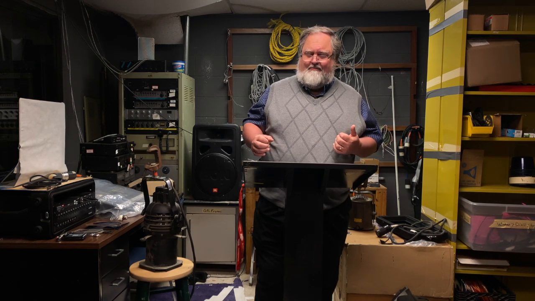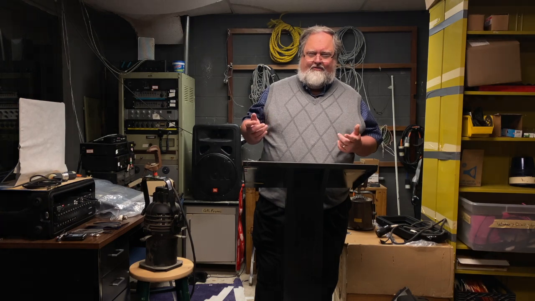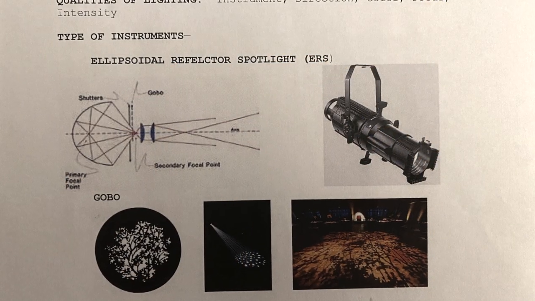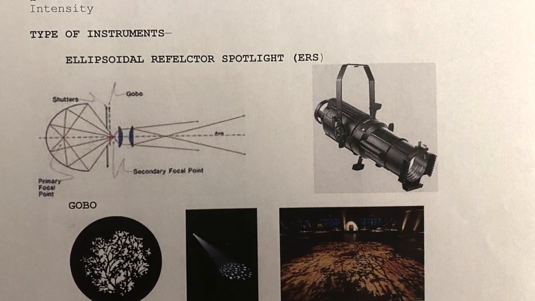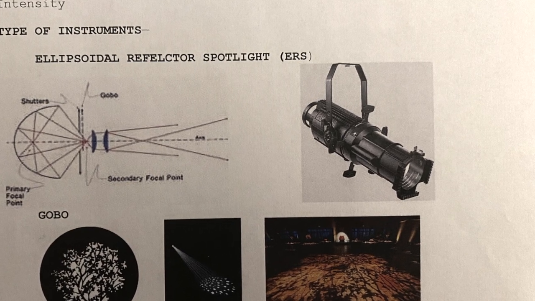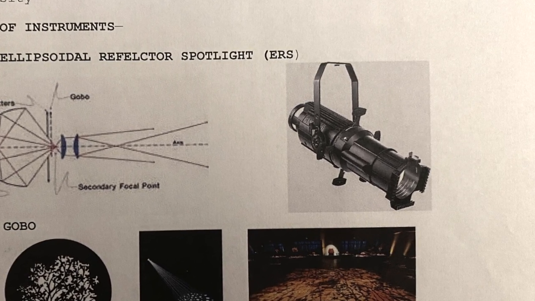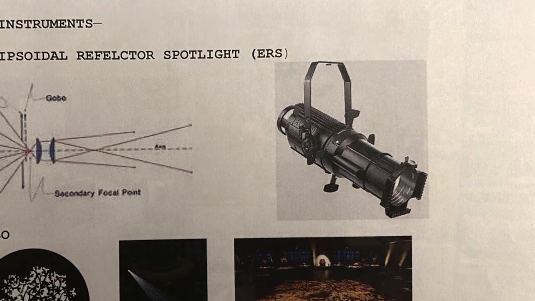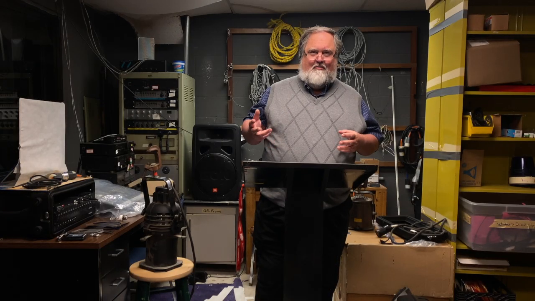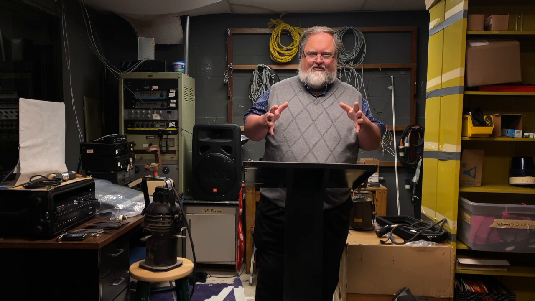First of all, just to talk about a couple of types of instruments. The most common, the most popular nowadays, is what's called an ERS, an ellipsoidal reflector spotlight. They are also sometimes called LEKOs, because a company named Lekos, L-E-K-O, developed this back in the 20s. Really, it was the reason why McCandless was able to come up with his system, because one of the things about an ERS is it focuses and fine-tunes the light.